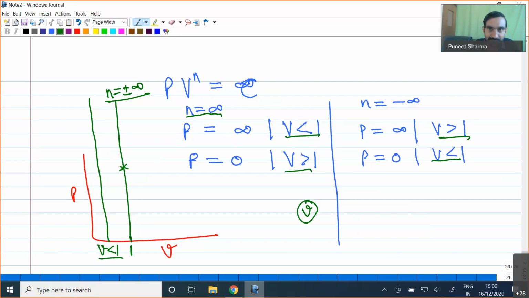Okay, sir. Usually when we are talking about equations, do we take an assumption that volume is greater than 1? No, we don't. Whatever thermodynamic volume is given, at that given volume only we will be having the straight line. Okay, sir. Thank you.